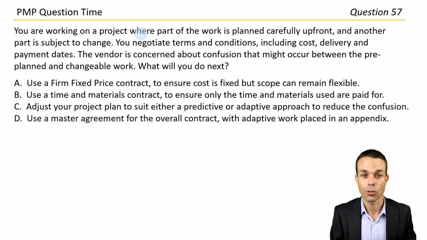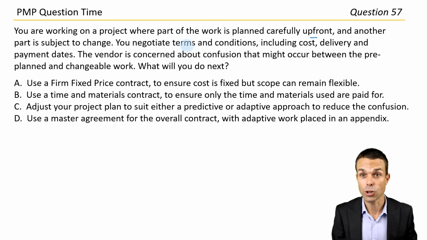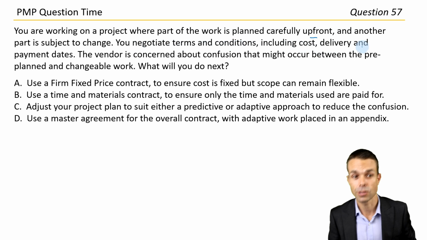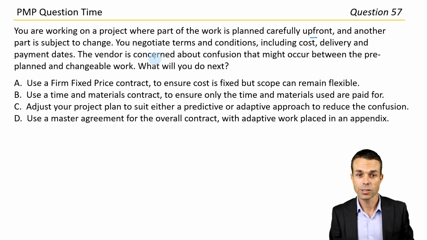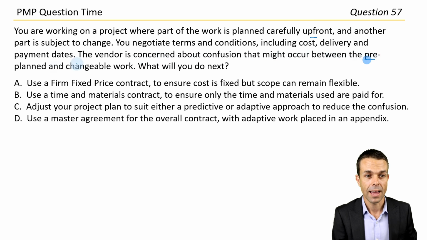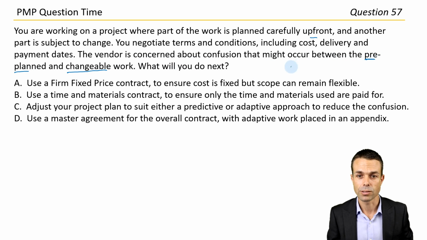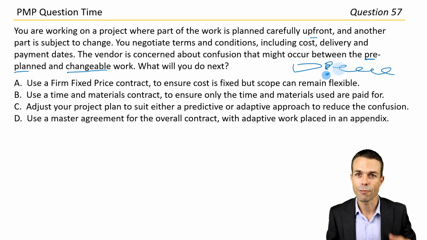You're working on a project where part of the work is planned carefully up front and another part is subject to change. You negotiate terms and conditions, including cost, delivery, and payment dates. The vendor is concerned about confusion that might occur between pre-planned and changeable work. What will you do next? Okay, so sounds like we're working with a vendor. We've got some pre-planned work, some changeable work, and is there confusion about this? How do we manage this with a vendor? Okay, this could be tricky.